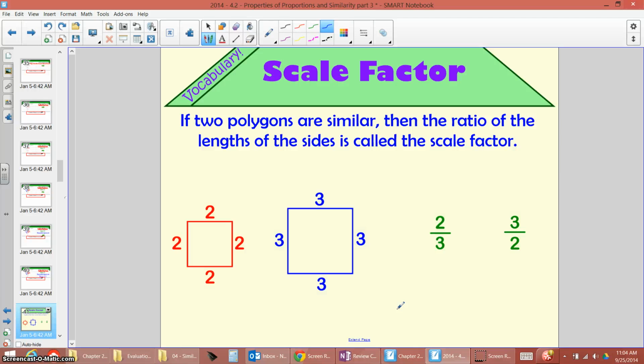Now, we talked about scale factor earlier, but when we have two polygons that are similar, we need to be able to go both ways. I need to know that scale factor here is 3/2. And I need to know that the scale factor this direction is 2/3. Okay? You'll need to know that on the test. It's going to help you out a lot. And I'm going to show you why that's important right now.